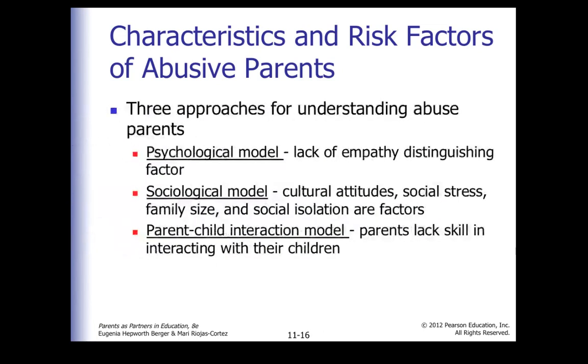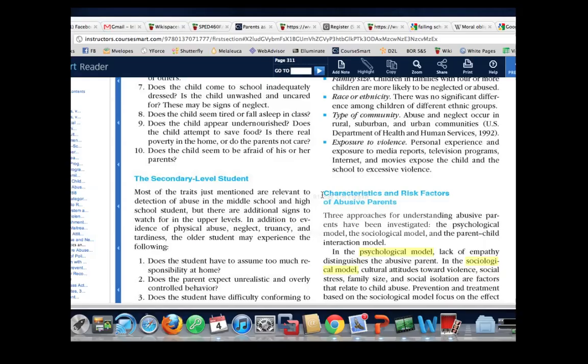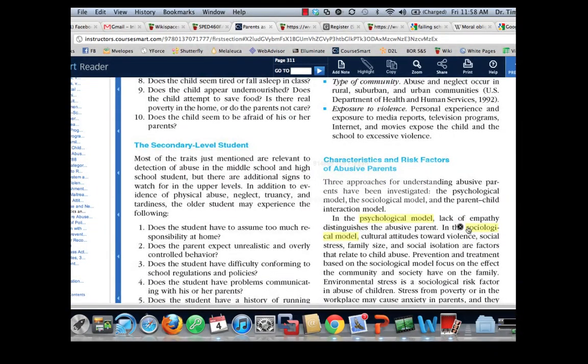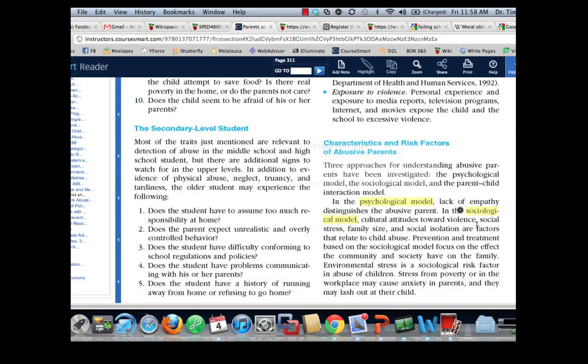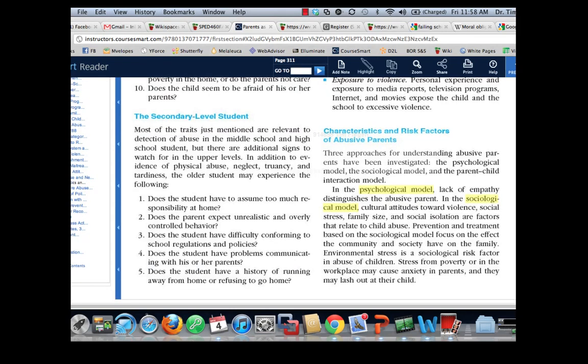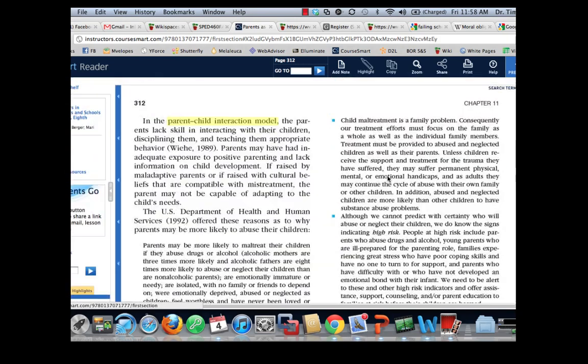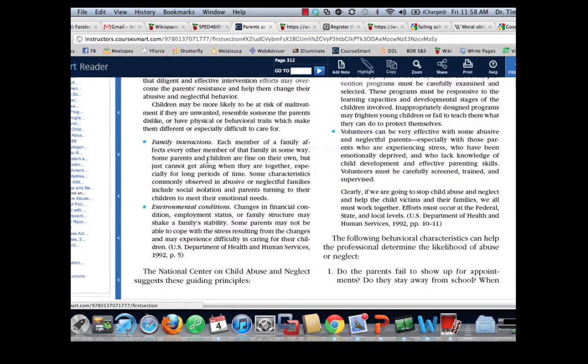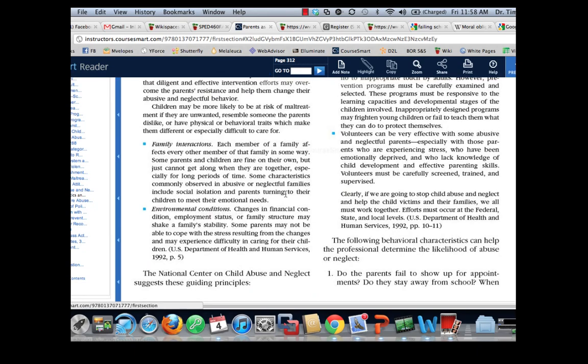Okay, characteristics of it here too, and these are very interesting. These different models that come in here. Psychological models: a lack of empathy distinguishes abusive parents. Sociological model: cultural attitudes toward violence, social stress, family size are factors related to child abuse. And then the other ones over here, the characteristics. Parent-child interaction model: the parent lacks skill in interacting with their child, disciplining and teaching them appropriate behavior. And so it talks about those models and how to deal with those.